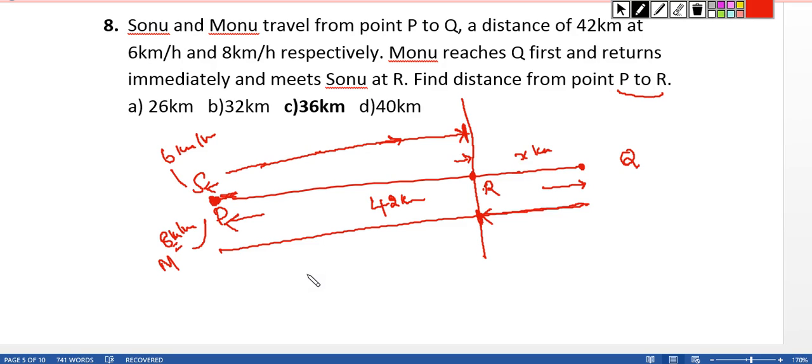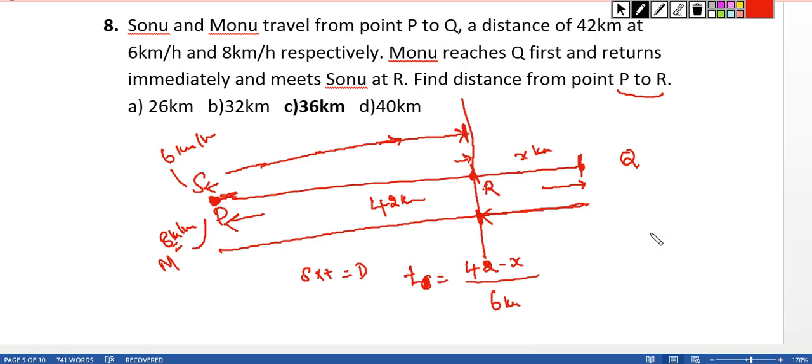Okay, so where's our equation? Speed into time equal to distance. So how much distance has Sonu traveled? If we take this entire thing as 42 and this as x, Sonu has traveled 42 minus x, right? So let me consider the time taken by Sonu as t, because the time taken by Sonu is equal to the time taken by Monu. This is the distance that Sonu is going to travel, and his speed is 6 km per hour.